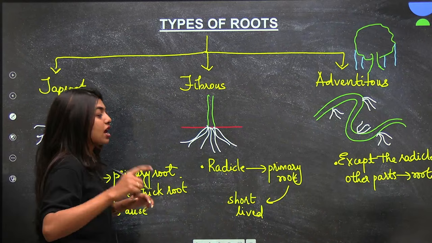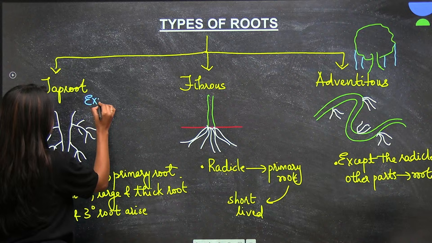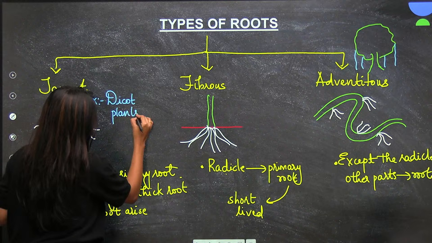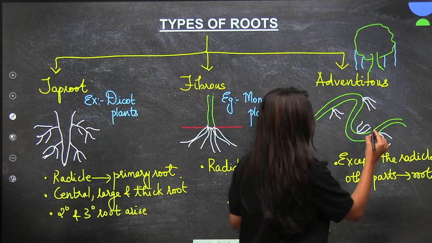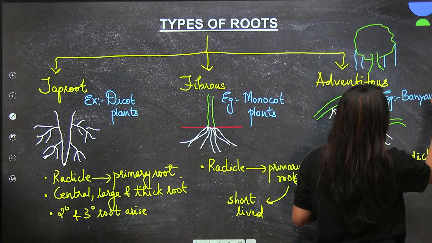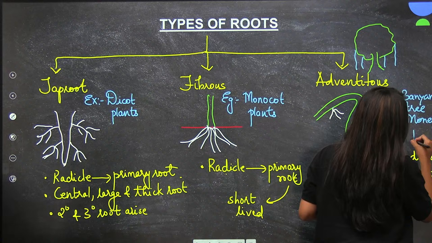Shall we write the examples? So, here your example is most of your dicot plants. Here your example is monocot plants. Here we have specific examples. What did I draw here? Banyan tree, right? And what did I talk about? Money plant. There are more examples. Whichever is easy for you, please do remember. These two are very practical, which you have seen, so you can tell.